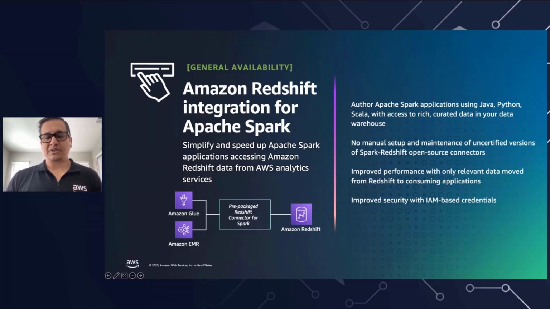Starting with Amazon EMR version 6.9, Amazon EMR Serverless version 6.9, and AWS Glue version 4.0, you can leverage Amazon Redshift integration for Apache Spark. This integration allows a number of Spark data frame API operations to be pushed down to Redshift, which results in a superior performance. With this pushdown capability, only relevant data is pulled from Redshift, which results in minimal data movement. Using this integration, you can make use of AWS IAM-based authentication for an improved security posture.